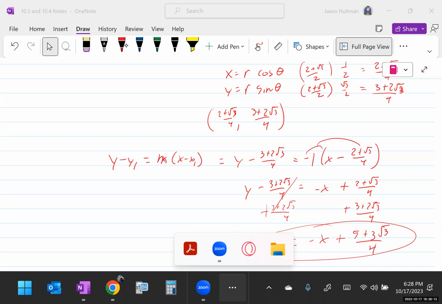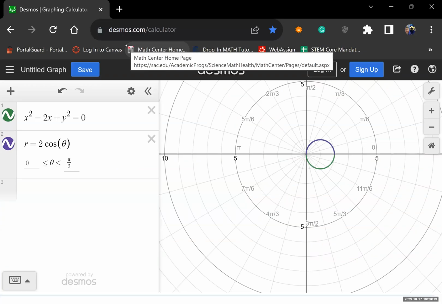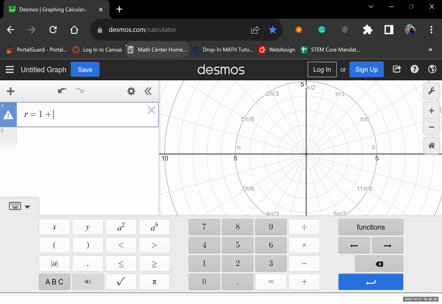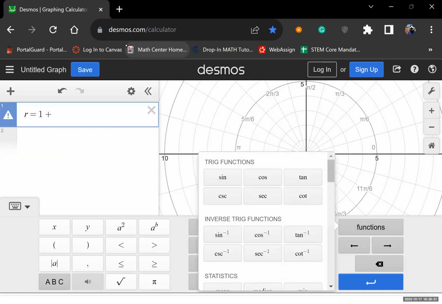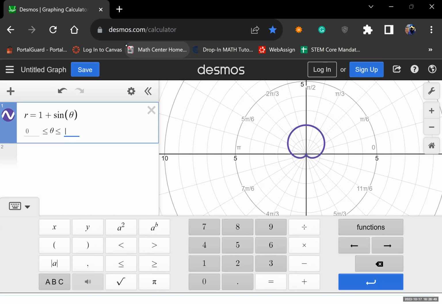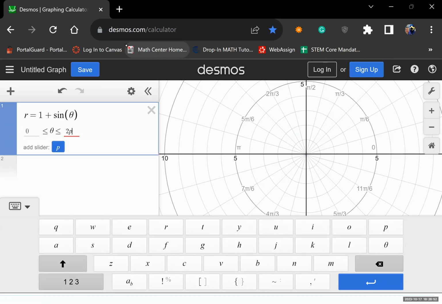Let's check this with Desmos. So what was the equation here? r equals 1 plus the sine of theta. I don't want 0 to pi over 2, I want the whole enchilada here. I want 0 to 2 pi. Okay, so there's my cardioid.